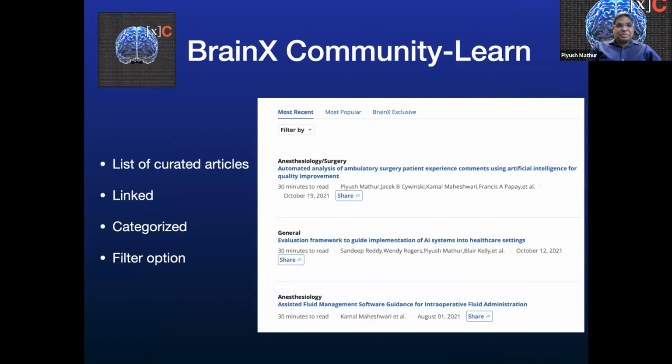The Learn section has been revamped, so it has a curated list of articles where they are categorized. They are available to you through a filter function now, so you can filter for your own specialty, since they are categorized based on different specialties. So you can filter for your specialty of interest, and you can look at what's most popular, and you can look at what's BrainX exclusive.